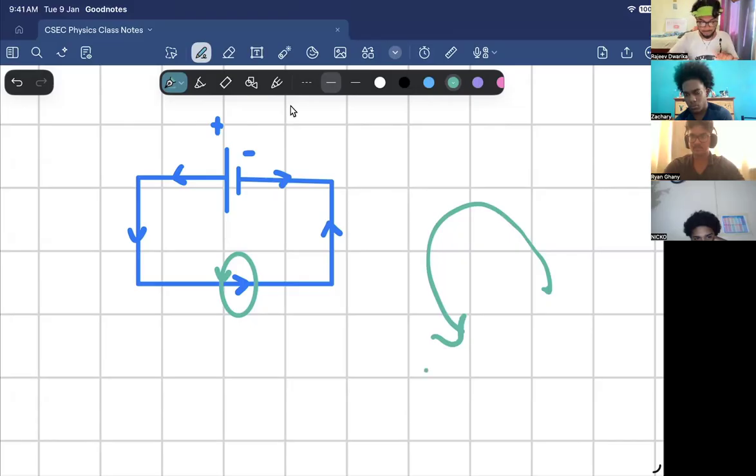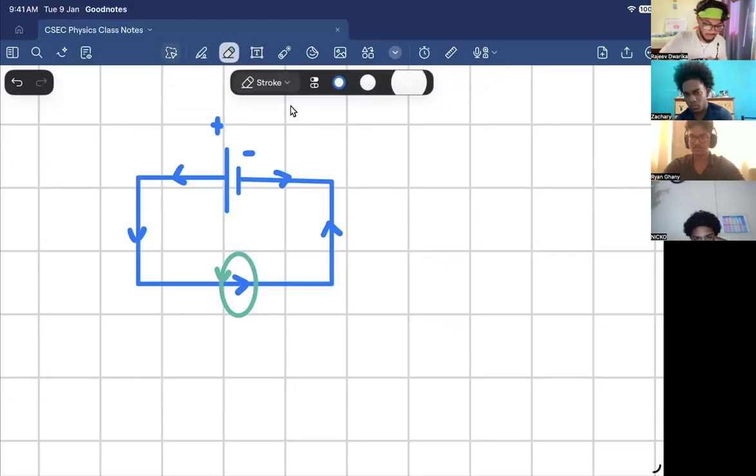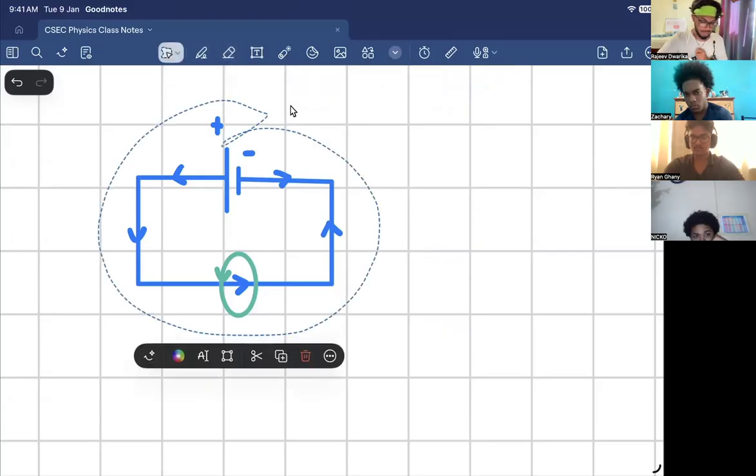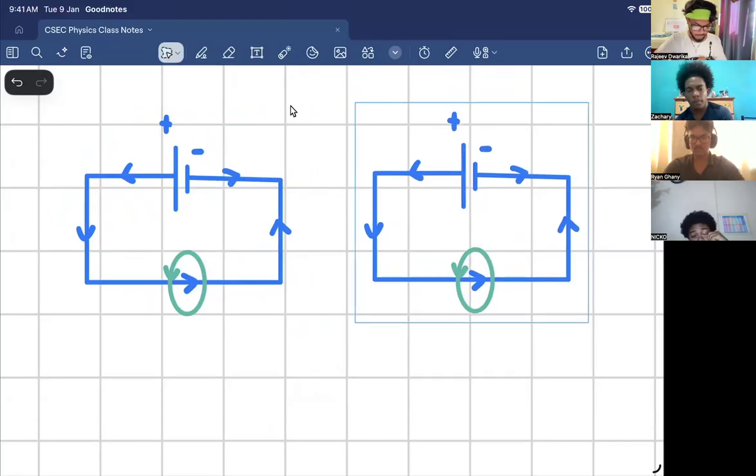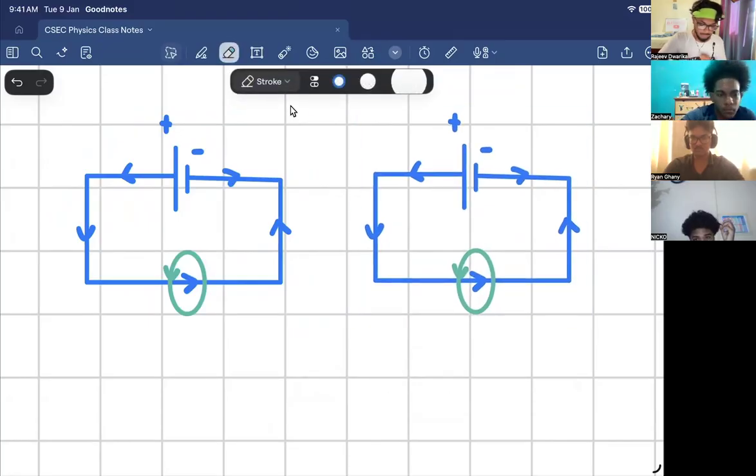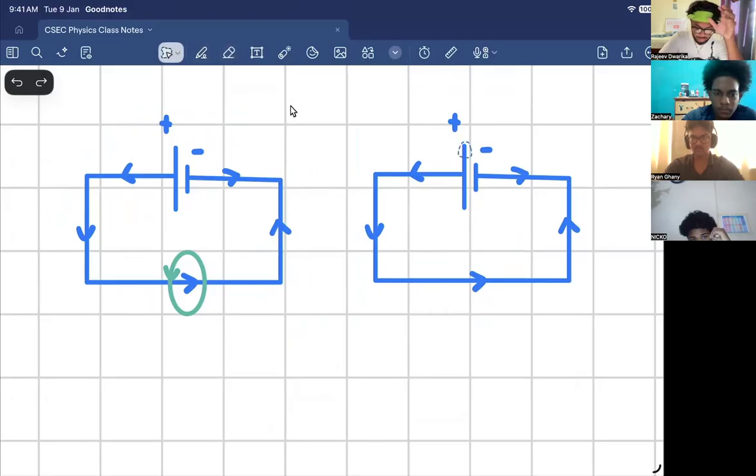So I have a question. If I were to reverse the polarity, what would change? Anybody want to tell me? If I were to reverse the polarity, what would change? The direction of the current. Yeah, the direction of the current. Nikolai, conventional flow of current always goes from where to where? From positive to negative. Right, positive to negative.